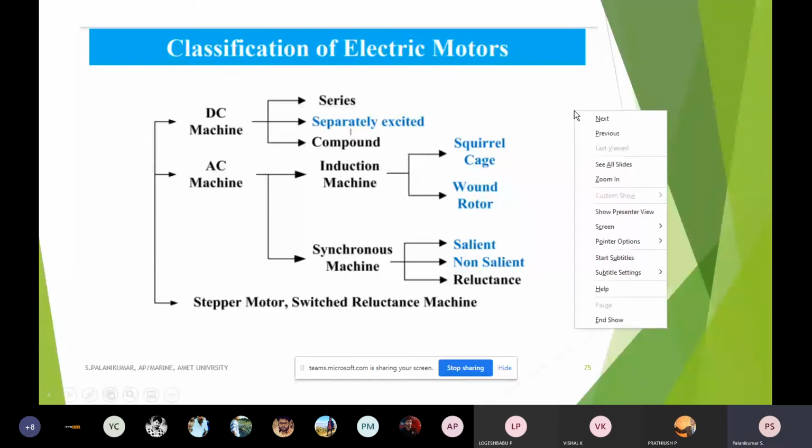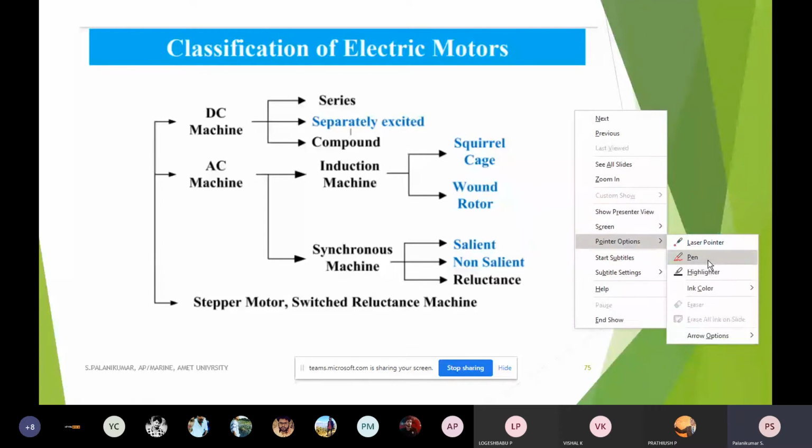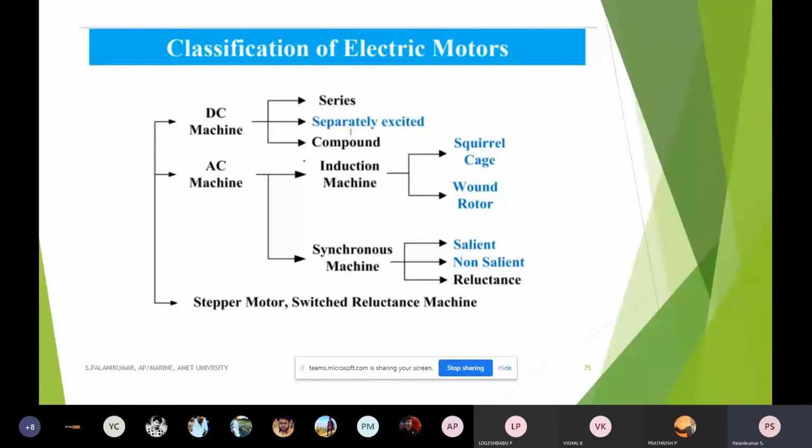As far as the DC machine, I have already shown what our DC motor is, how it works, and the principle of operation. In any electromagnetic field, if you keep a current carrying conductor, it experiences a force. That is the principle of any DC machine. Based on that, we have three different connections: series connection, parallel or separately excited, and compound motor.